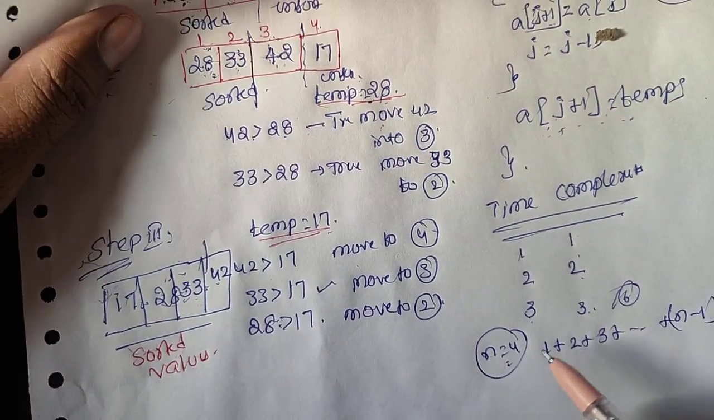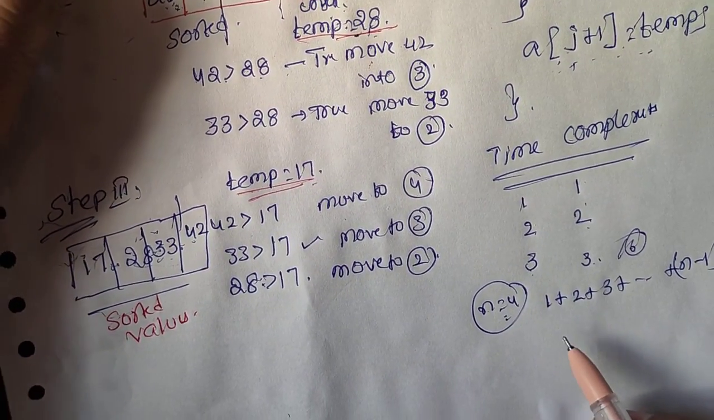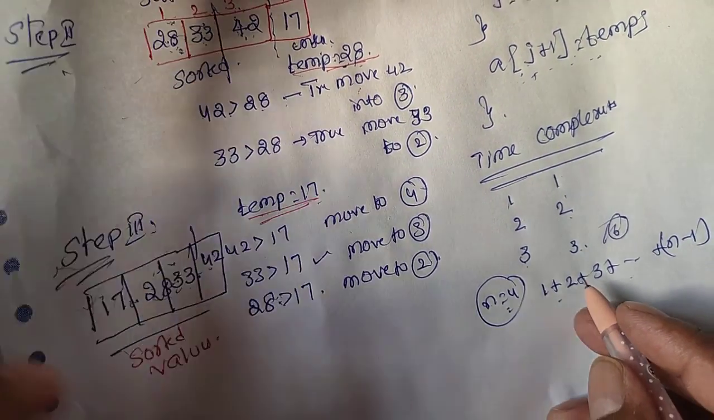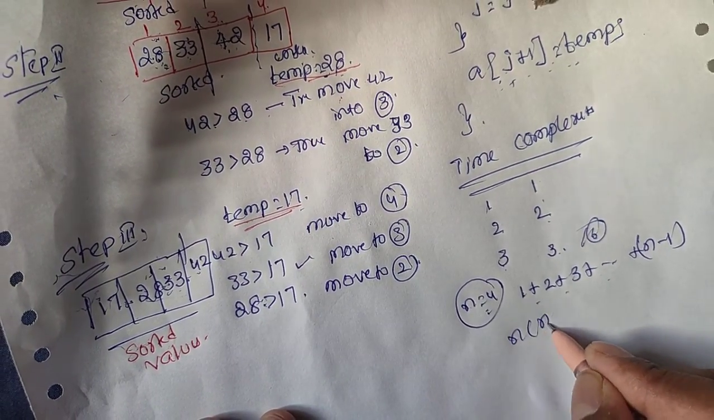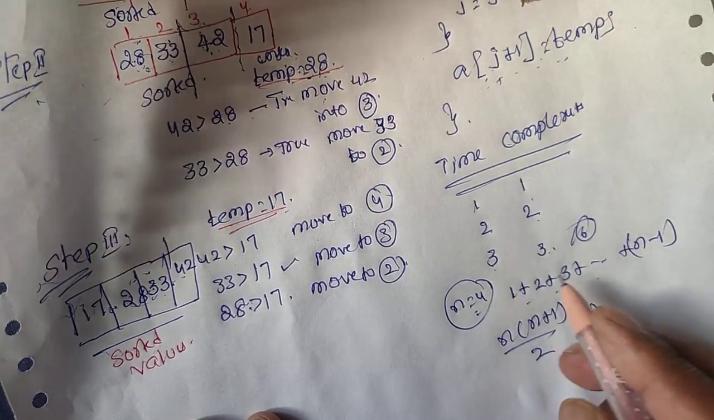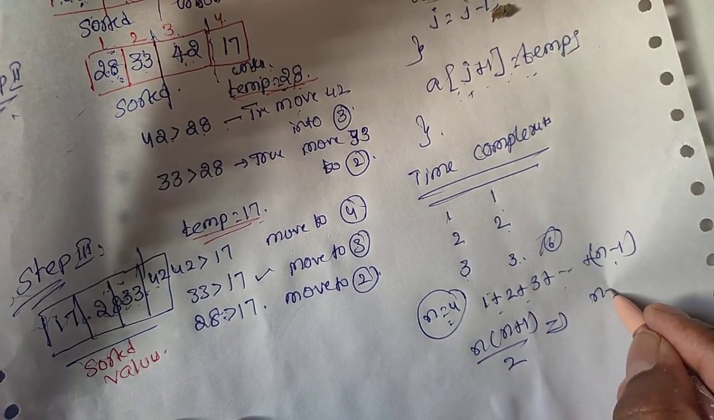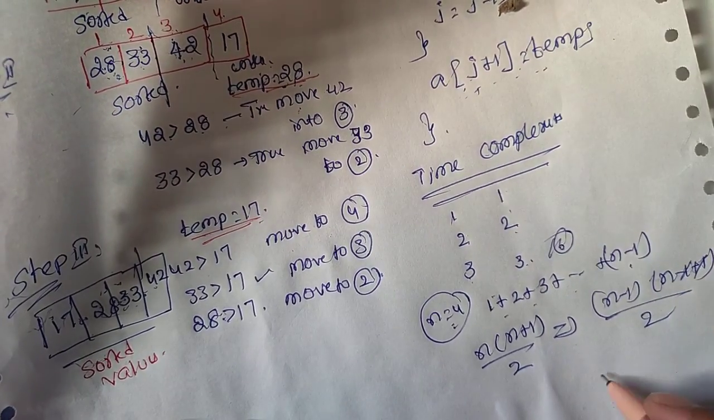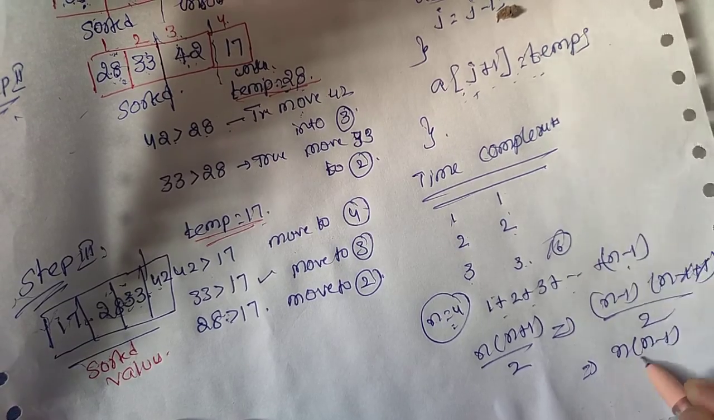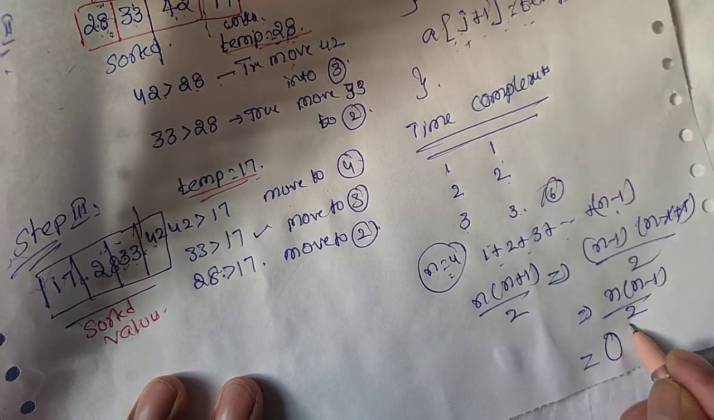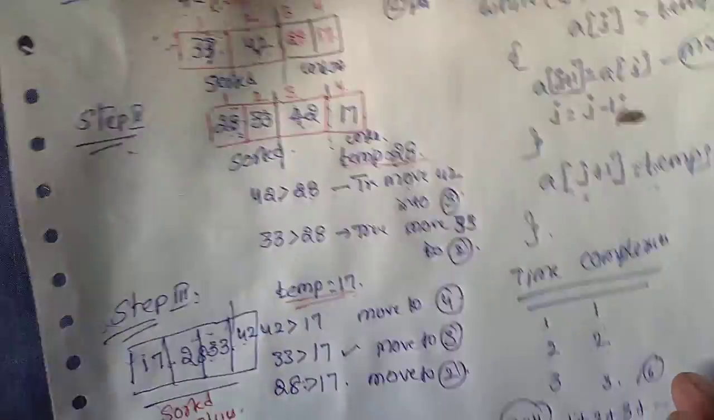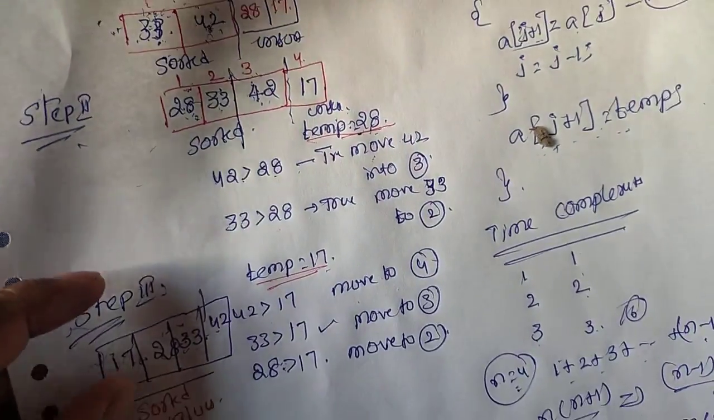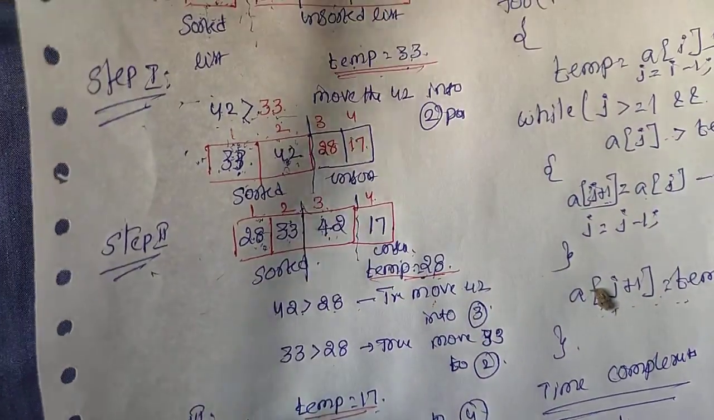But if n is equal to, we don't know, maybe thousands, then we can take 1 plus 2 plus 3 up to n minus 1. Same formula as the sum of natural numbers, that is n into n plus 1 divided by 2. But our last value is n minus 1, that means n minus 1 into n minus 1 plus 1 divided by 2. That means n into n minus 1 divided by 2. That means our time complexity is big O of n square. This is the simple algorithm, and this is the way of explanation. After that we are finding the time complexity for this insertion sort also.